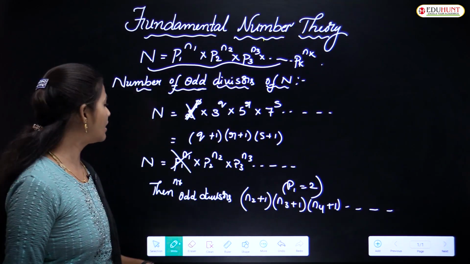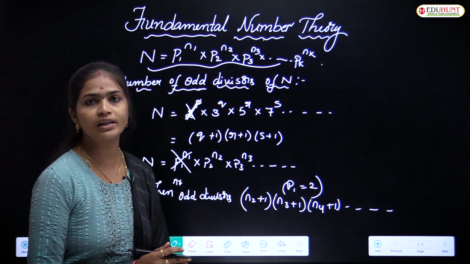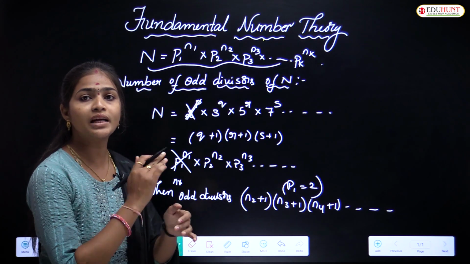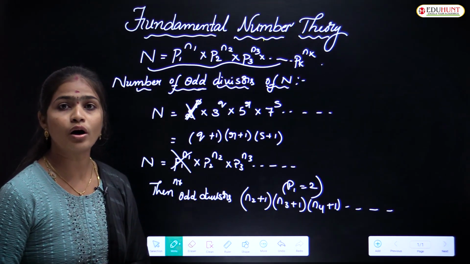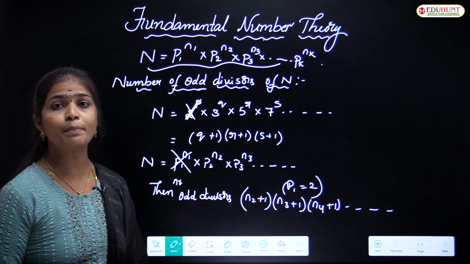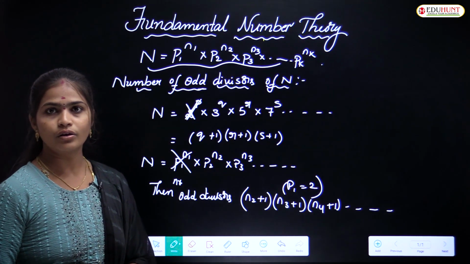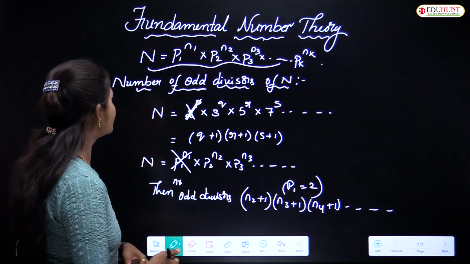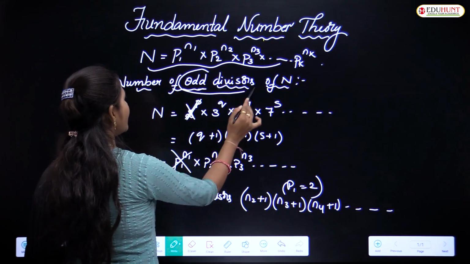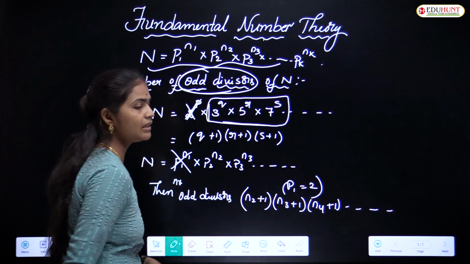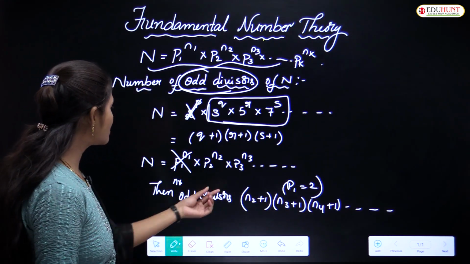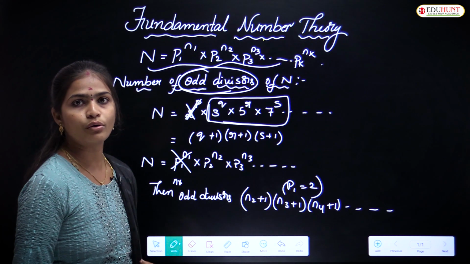So either this formula or that formula, anyone you can use for that, except that 2 powers. Any prime number powers, you will always get odd factors only, except the powers of 2. You have to keep that in your brain. We are just discussing odd divisors, that's why we have to consider these odd numbers only. So by using this formula, how to find the odd divisors?